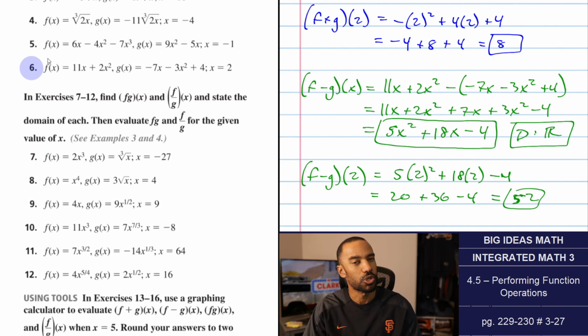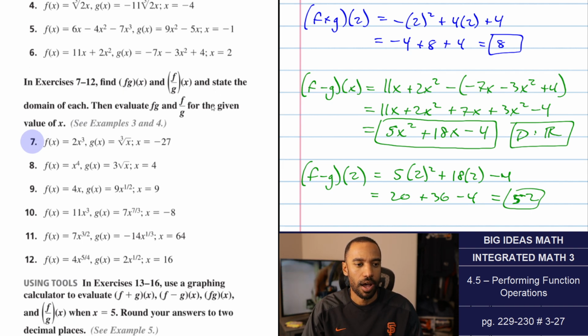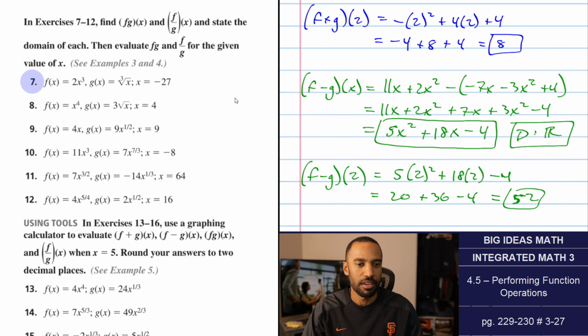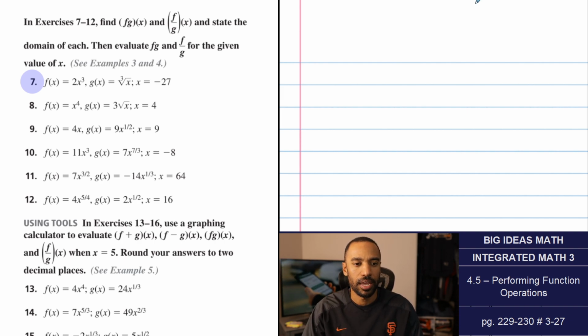It was a shorter lecture, though, which kind of cuts it in time in a positive way. In exercises 7 through 12, 6 questions, find f times g of x and f divided by g of x and state the domain of each. This is where you're going to have different changes in domain. We have a little more work to do on these ones. Then evaluate f times g and f divided by g for the given value of x.